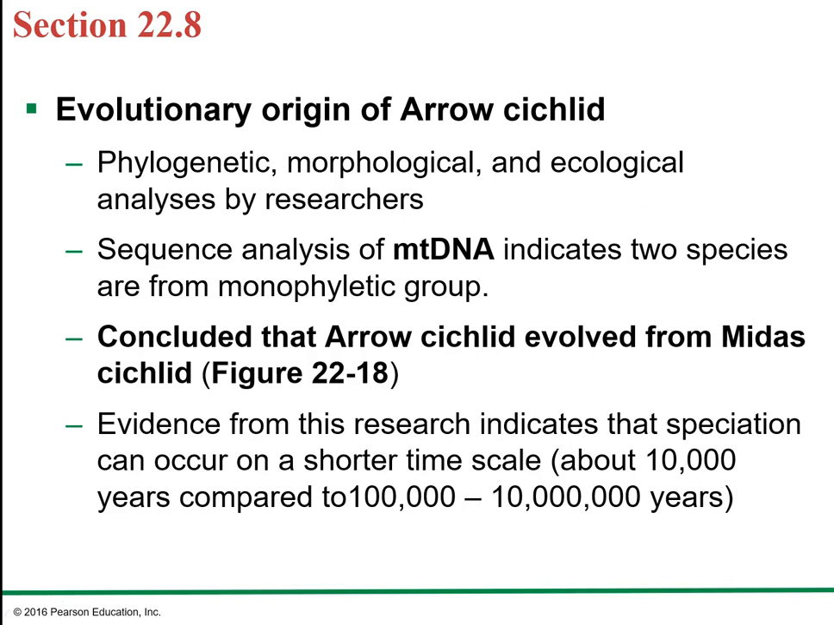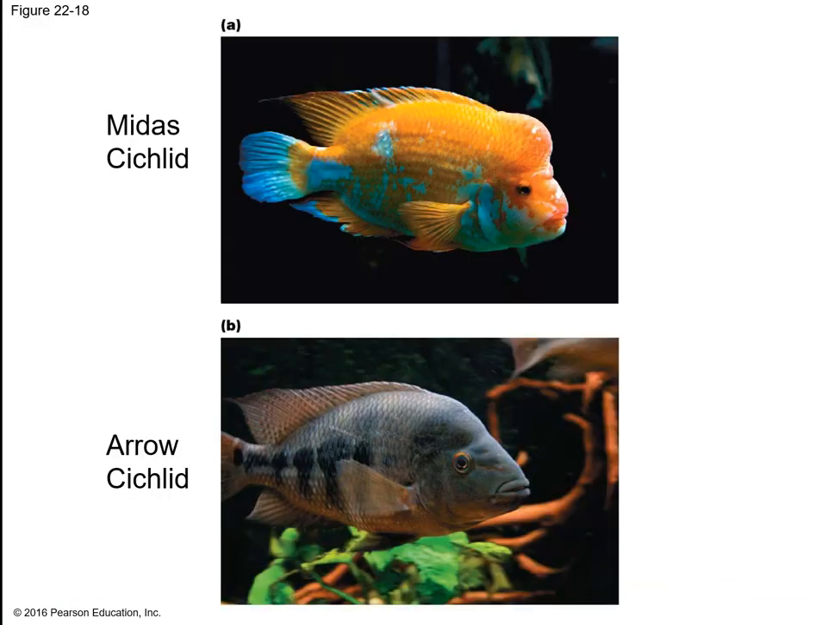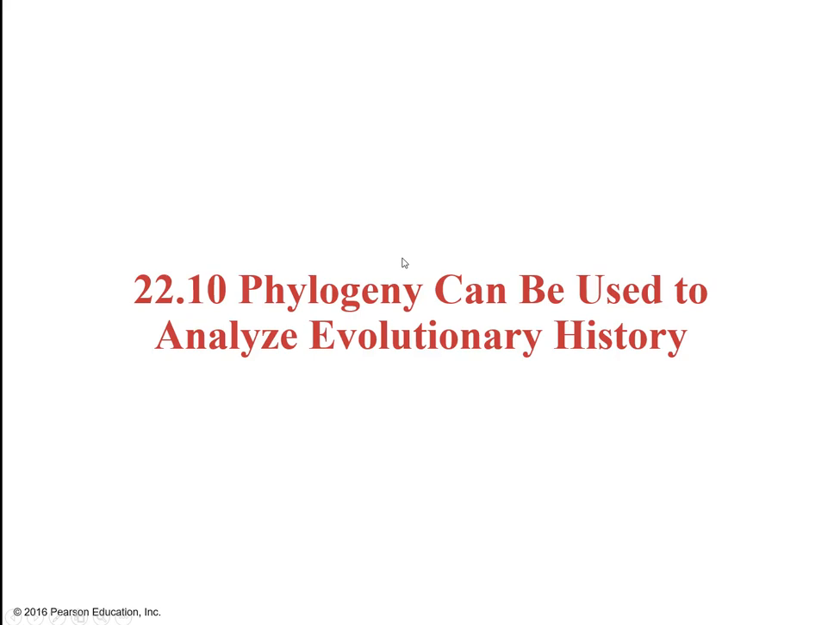Compared to what we talked about before, macroevolution and speciation occurring on the order of about 100,000 to about 10 million years. Okay, so a much shorter time scale. And if you're curious to see what these guys look like, here's the example. And you can see that by appearance, they look pretty different, okay? This guy was derived from this guy, okay?